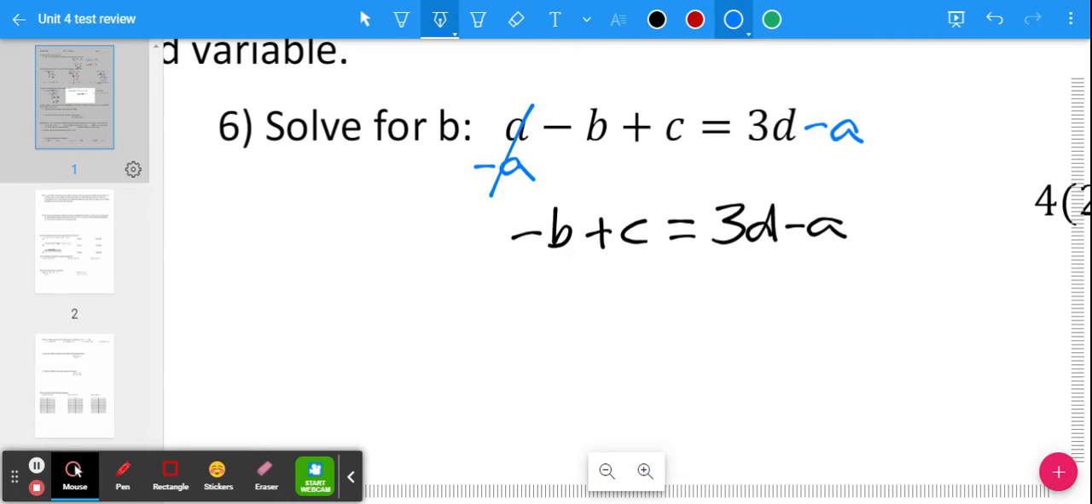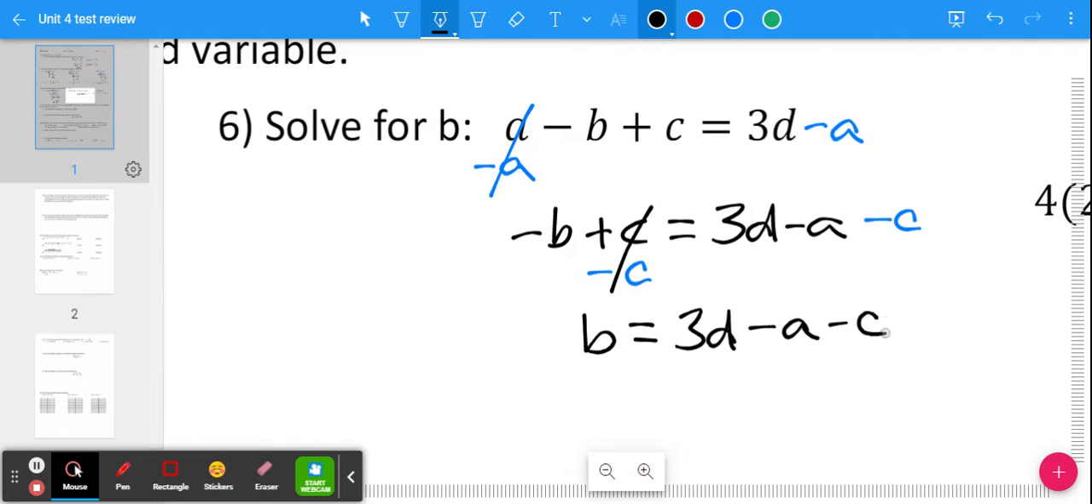So the next thing to get rid of is the C. It's plus C, so we're going to subtract C on both sides. This goes away, and we're left with negative B equals 3D minus A minus C.